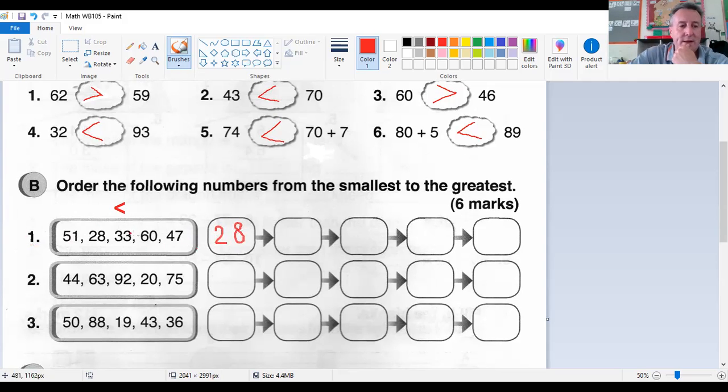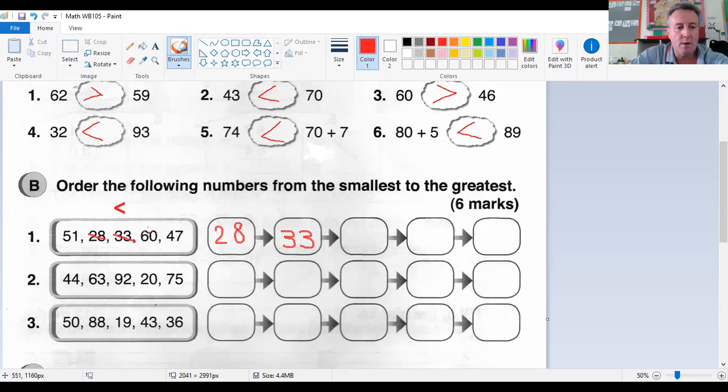Our next number is, let's cross that one out. What's our next smallest number? 3, 5, 6, or 4? 3. 3 tens is less than 6 tens or 5 tens. 33. Write that in.